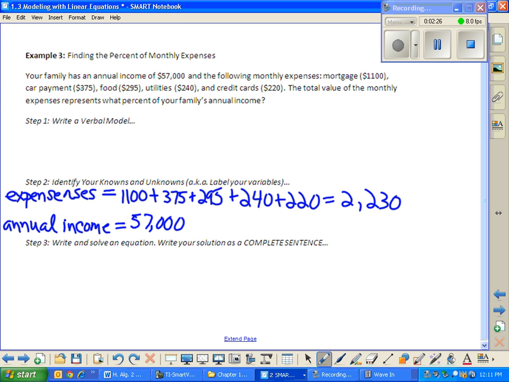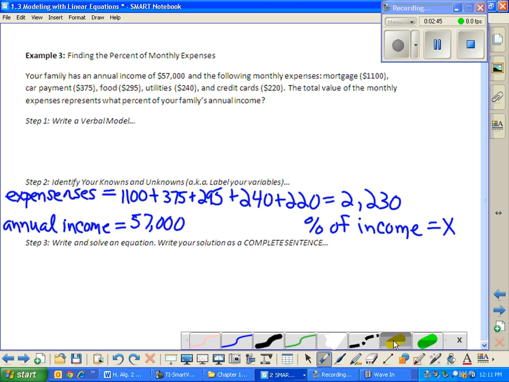So I know my monthly expenses, my annual salary, and then what I don't know right now is the percent of income that these expenses take up. So I'm actually going to go ahead and call that X. It's helpful before I get started to directly compare these two things, however. I have annual income and monthly expenses. Well, if you want to compare those things, you kind of need to compare, sort of apples to apples.